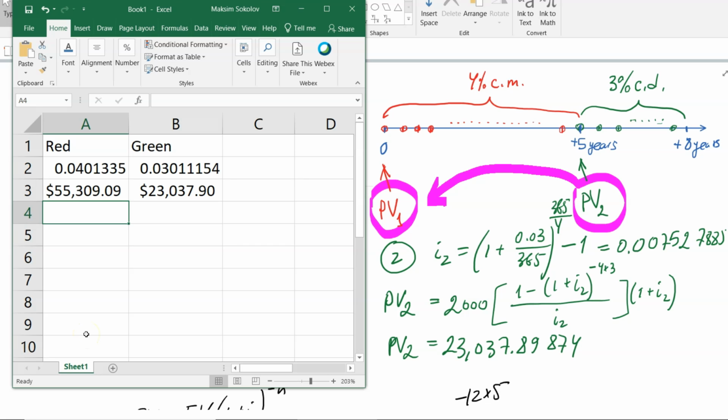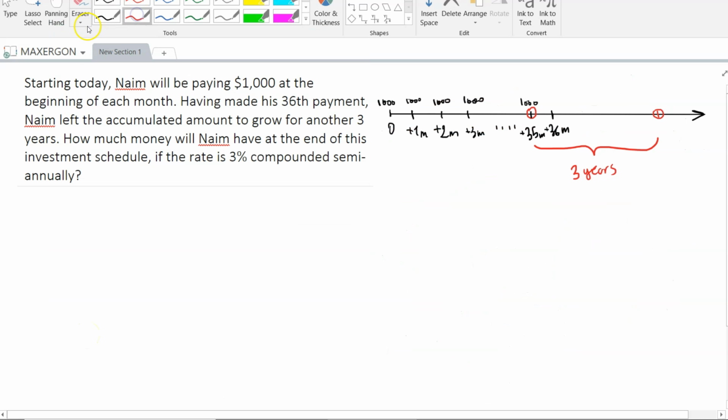Now we can solve another problem. Starting today, Naim will be paying $1,000 at the beginning of each month. Having made his 36th payment, Naim left the accumulated amount to grow for another 3 years. How much money will Naim have at the end of this investment schedule if the rate is 3% compounded semi-annually?